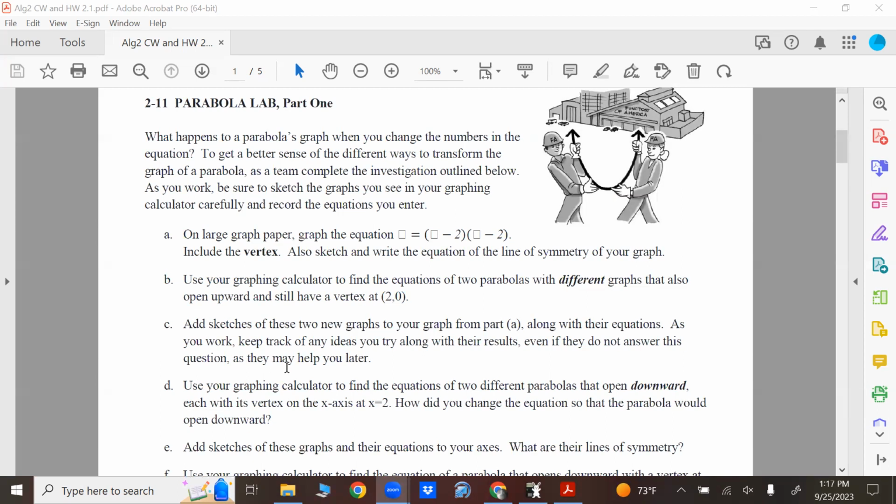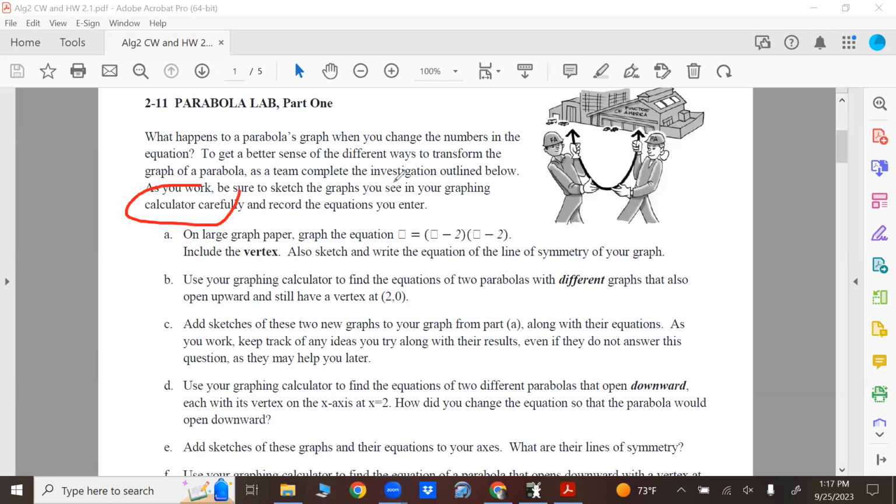I tried. Do you want to read where it says what happens? Yeah. Thanks. What happens to a parabola graph when you change the numbers in the equation? You get a better sense of different ways to transform the graph of the parabola. As a team, complete the investigation outline below. As you work, be sure to sketch the graphs you see in your graphing calculator carefully and record the equations you have.